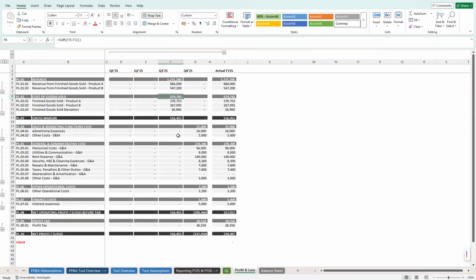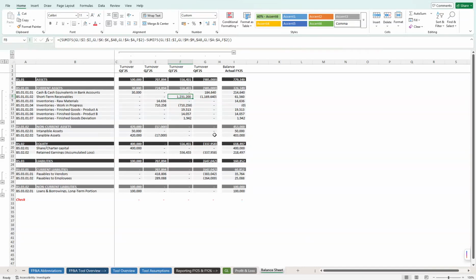Let's also try to link the cost of goods sold. As you see, the cost of goods sold with the total amount of 674.7k under P&L quarter 3. Let's go to balance sheet.